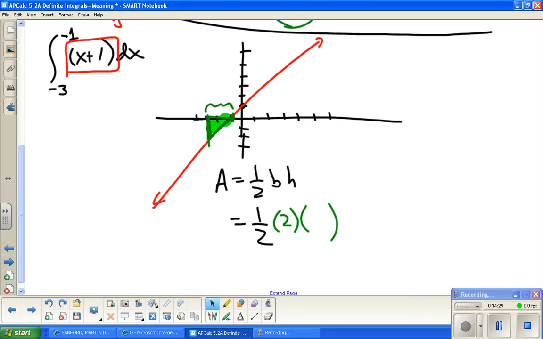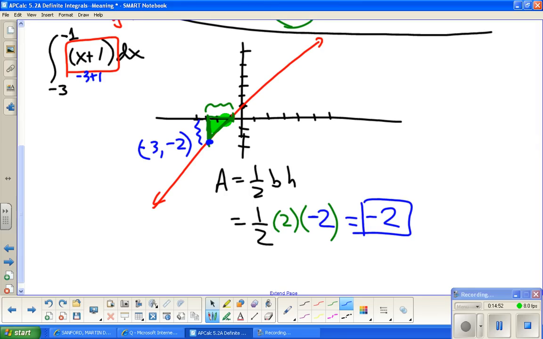And this height, well, again, I can get a y value to go with this. So this is -3 comma, well, -3 plus 1 is -2. So the height of this thing is -2. That -2 stands. It's going to stay just like that. So half of 2 is 1. So the value for this integral is -2. The value for this definite integral is -2.